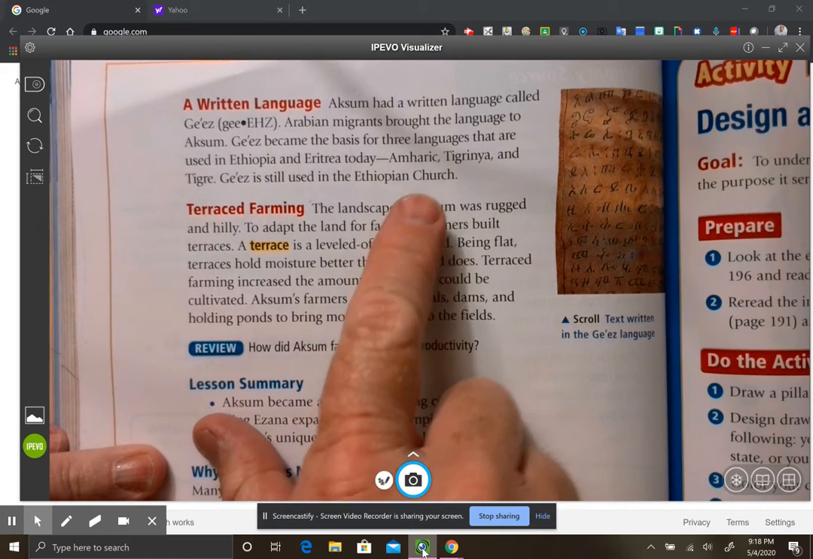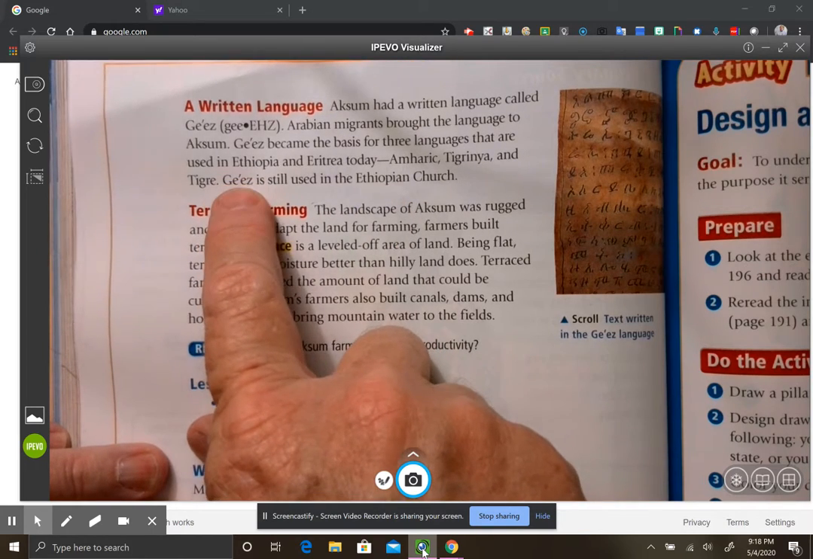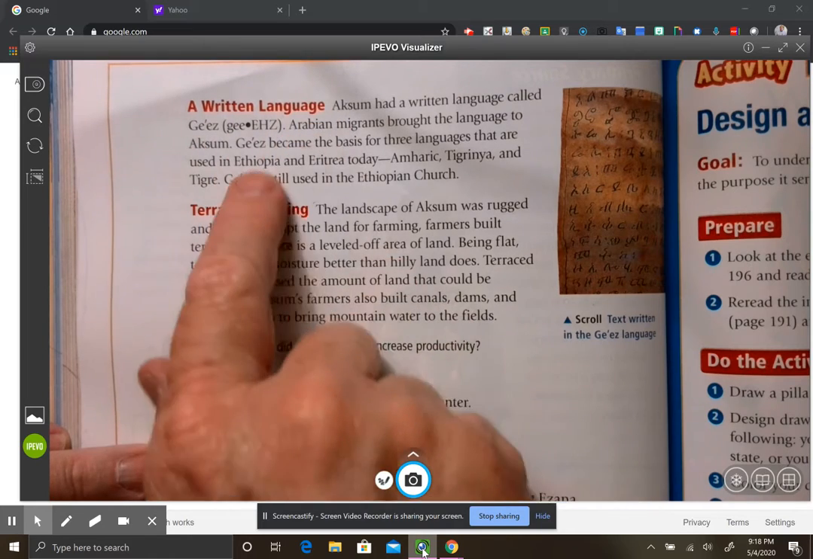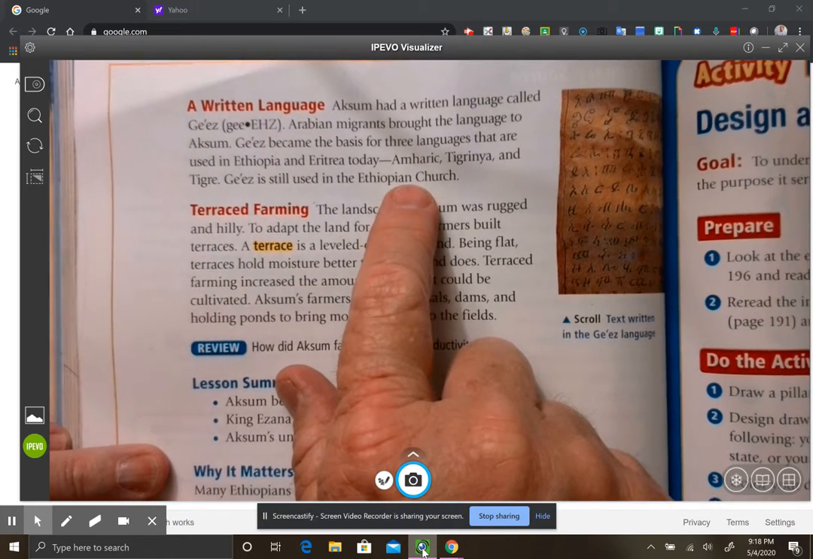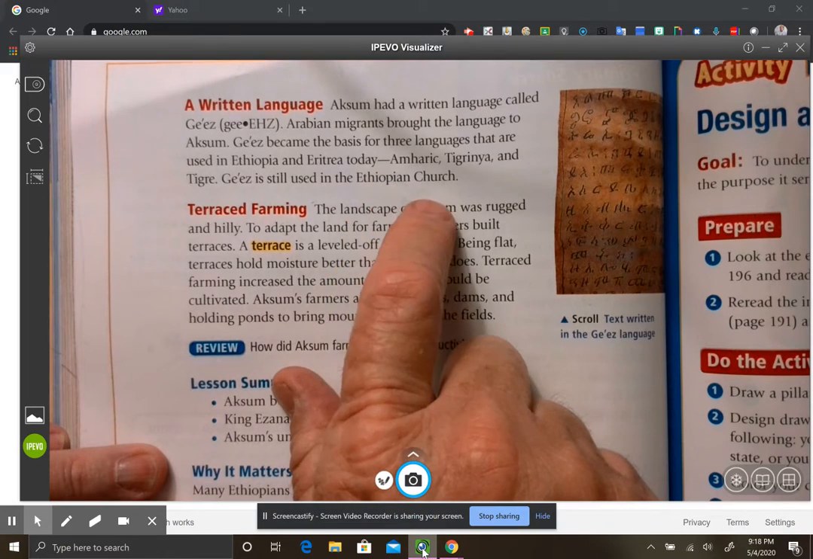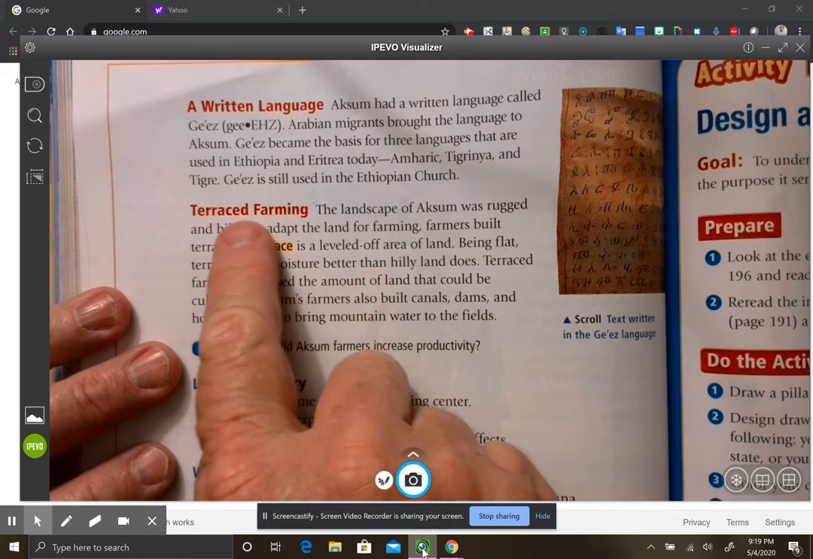So in other words, this fairly ancient language, Ge'ez, even though a lot of it has been replaced, Ethiopian churches still use it. Okay. Terraced farming.